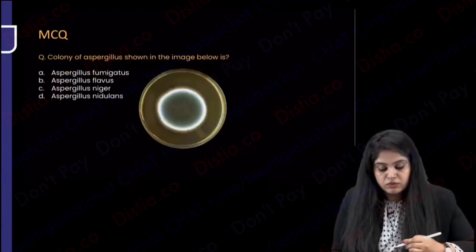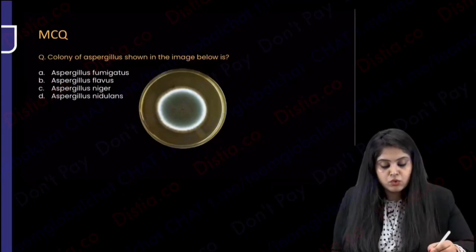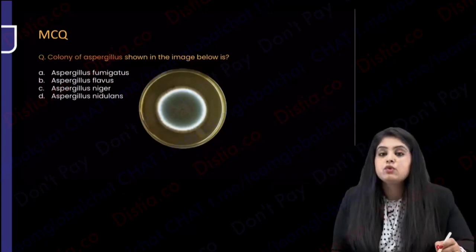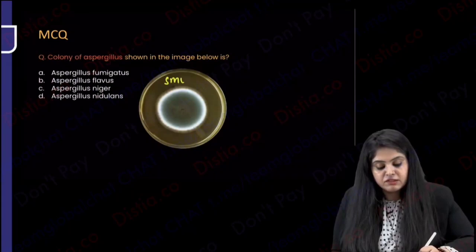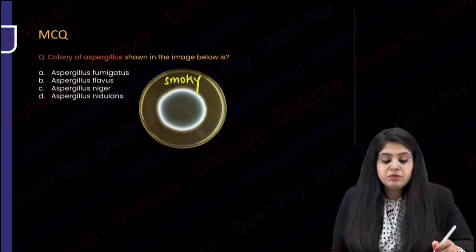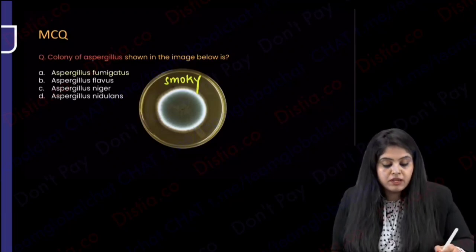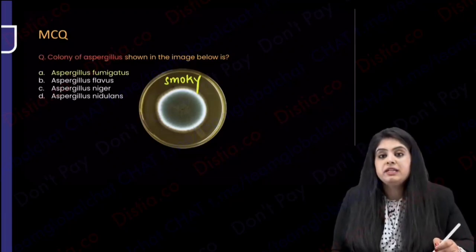Okay, moving on, coming to the next one. Which colony has been shown over here? The colony of Aspergillus shown in this picture is what? You can see a smoky green color. Now, when I'm seeing a smoky green color, the colony that I'll be talking about will be Aspergillus smoke and fume. So, I'll be talking about Aspergillus fumigatus.